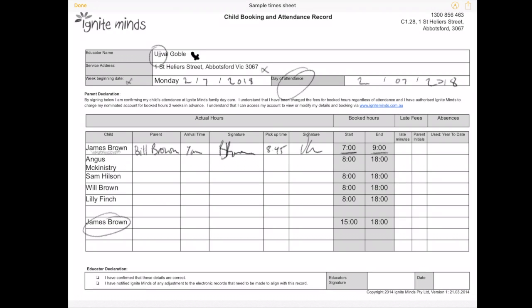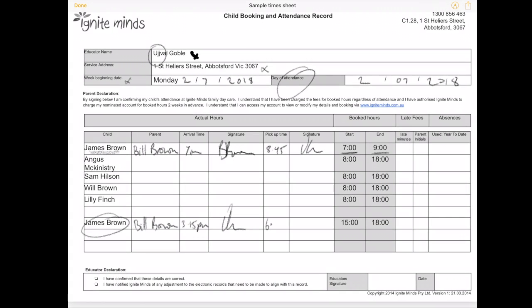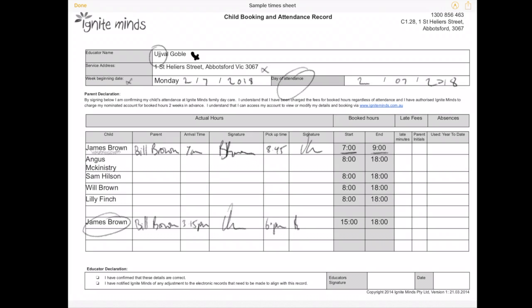So you'll notice James gets picked up from school at around 3:15, and I, being the educator, am going to sign him back into my service, and then Bill Brown will come and collect the child from my service at around 6 p.m. And Bill signs him out there.